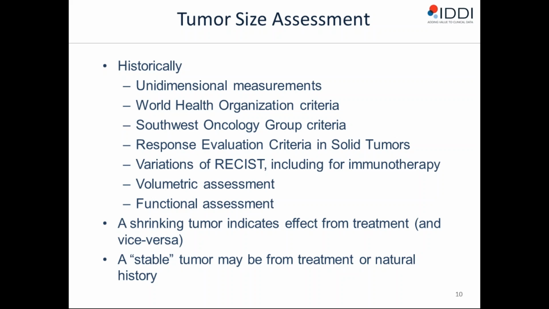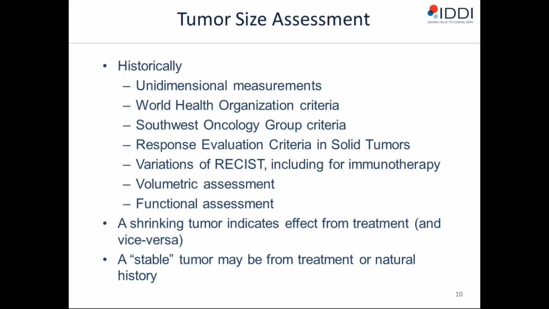Conversely, a stable tumor doesn't say much because it can be from natural history of the disease or it can be from treatment itself. So the fact that tumor shrinkage has always been seen as an indicator of treatment benefit, at least in individual patients, led to the use of tumor size assessments in clinical trials since the beginning. There was a time when there were discussions about unidimensional versus bidimensional measurements.